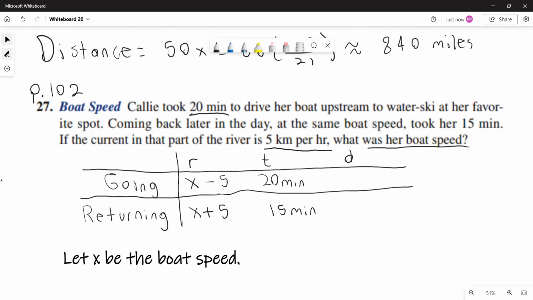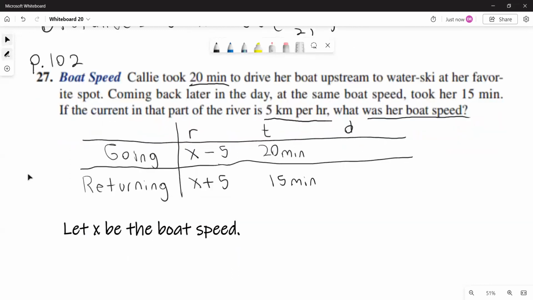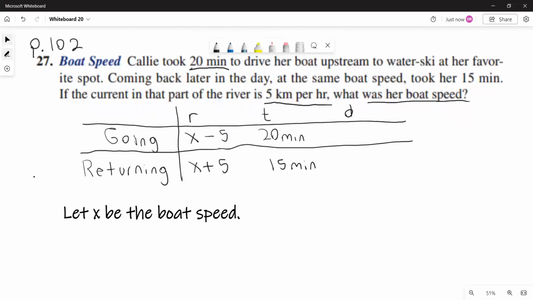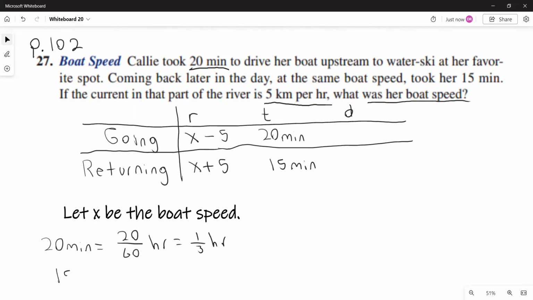Now, I'm not going to multiply just yet because the velocity is 5 kilometers per hour, and we must have everything in the same units. But that's not much of a problem. If we want to convert 20 minutes to hours, this is 20 out of 60 minutes, or 1/3 of an hour. And 15 minutes, you know that is a quarter hour.